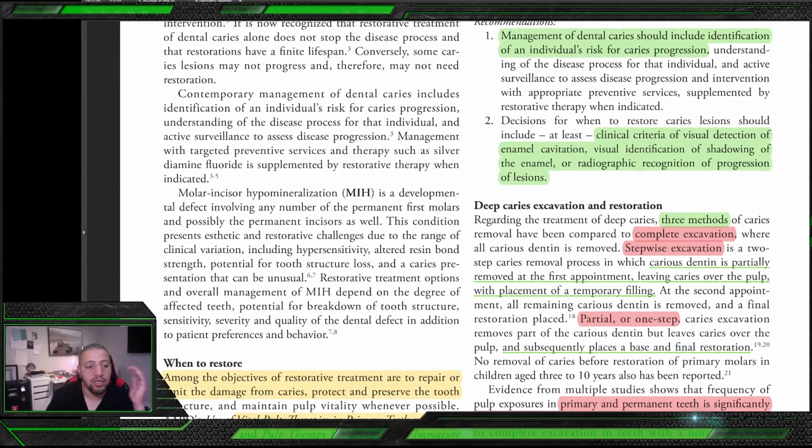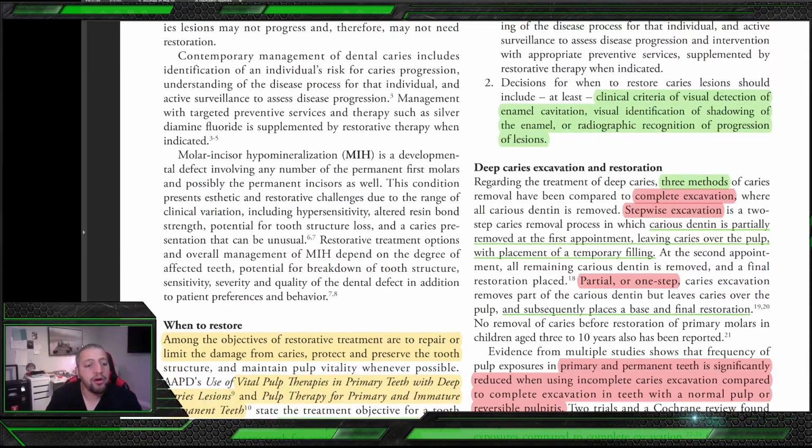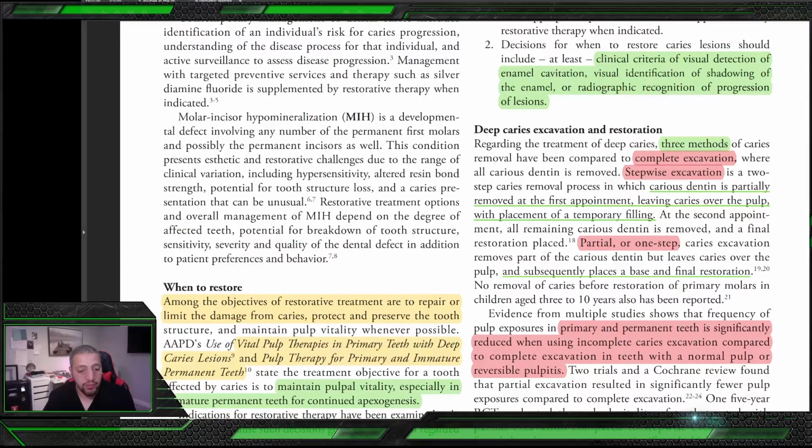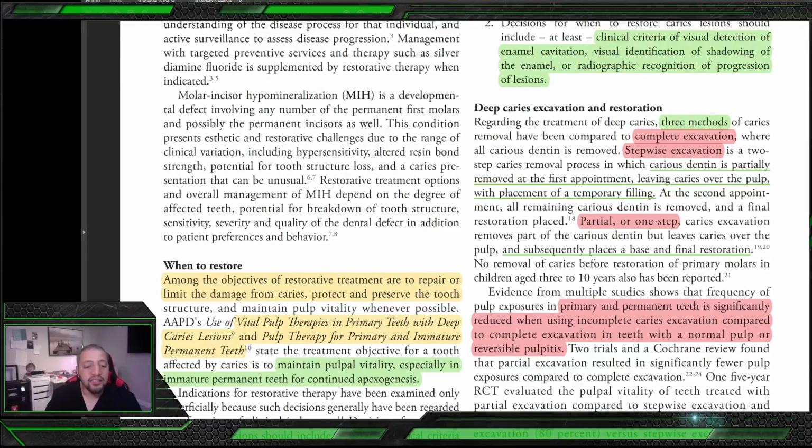And now we are just speaking about the restoration: when to restore, how to restore, and which material to use. So, when to restore? Among the objectives of restorative treatment are to repair or limit the damage from caries, and protect and preserve the tooth. So we should aim for vital pulp therapy in primary teeth with deep caries lesions, and pulp therapy for primary and immature permanent teeth. Meaning, as we mentioned in the previous articles, pulp vitality is extremely important.